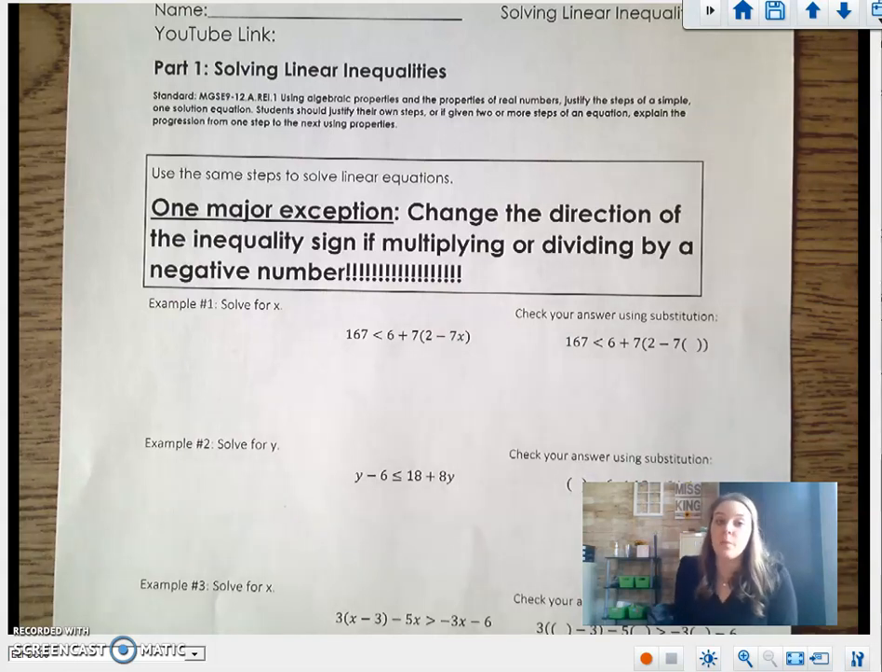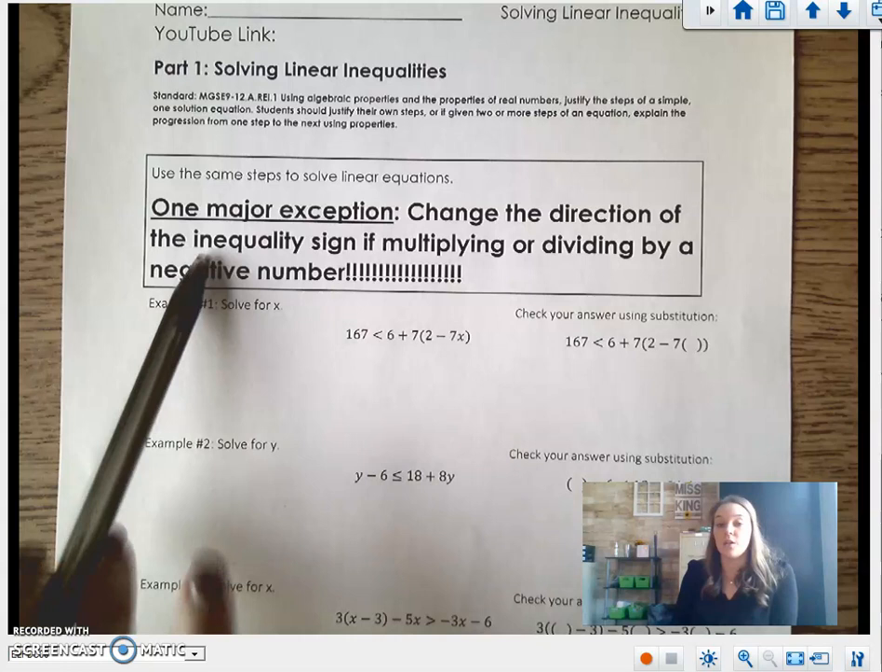In the last packet, we learned how to solve linear equations, and in this packet, we are going to continue with that skill and learn how to solve linear inequalities. Luckily, solving linear inequalities is very, very similar to solving equations. We use all the same steps, all the same algebraic properties, but there's one major exception.